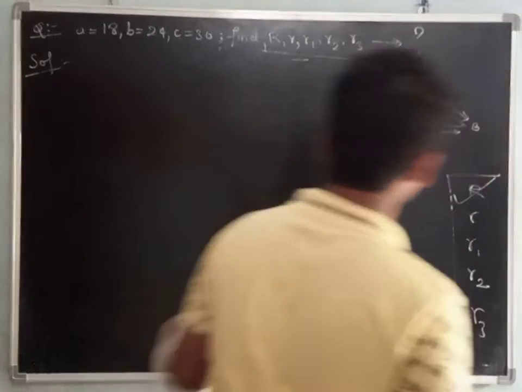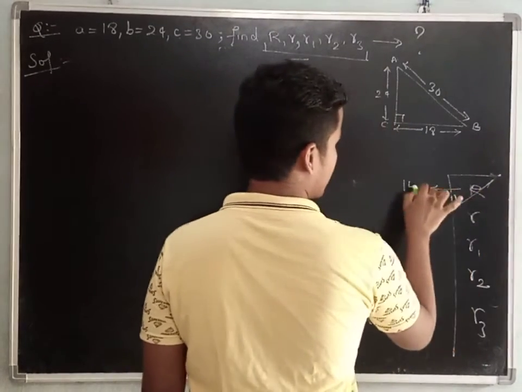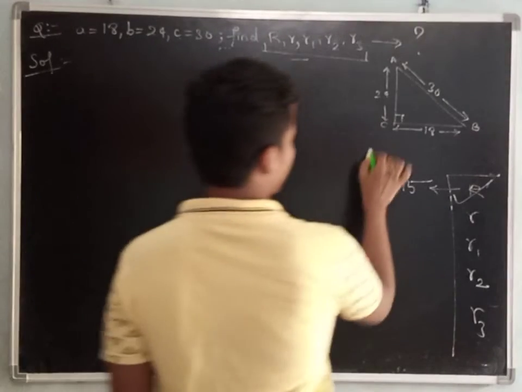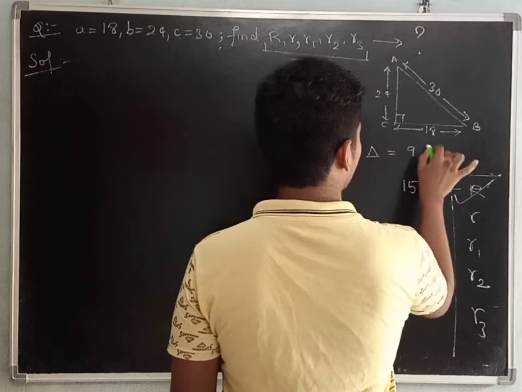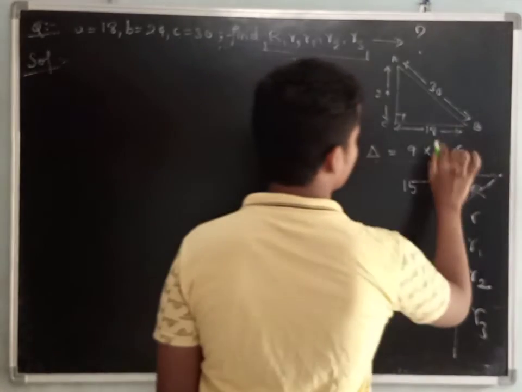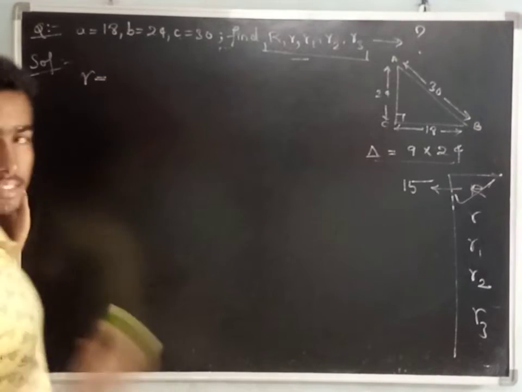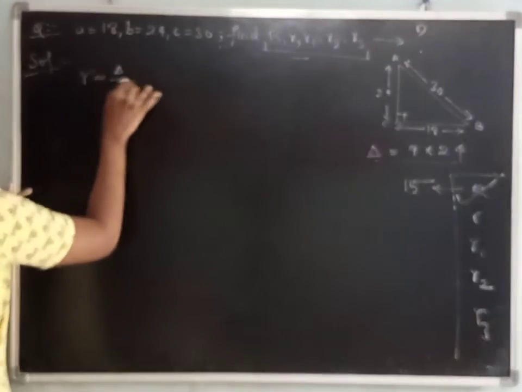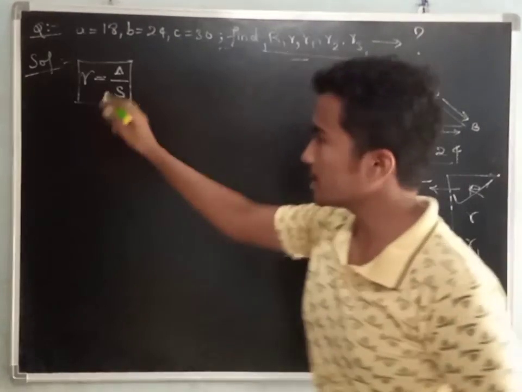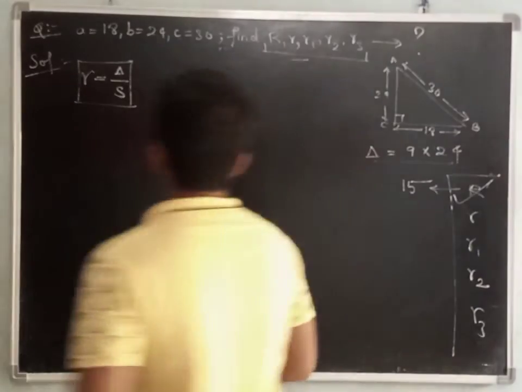Let me erase this part also. So, okay. We have found capital R, which is nothing but 15. And the area of the triangle is equal to 9 into 24. Now, smaller r, the radius of the incircle. Smaller r is nothing but delta by S. Okay, smaller r, the radius of the incircle, is nothing but delta, the area of the triangle, by S, the semi-perimeter.